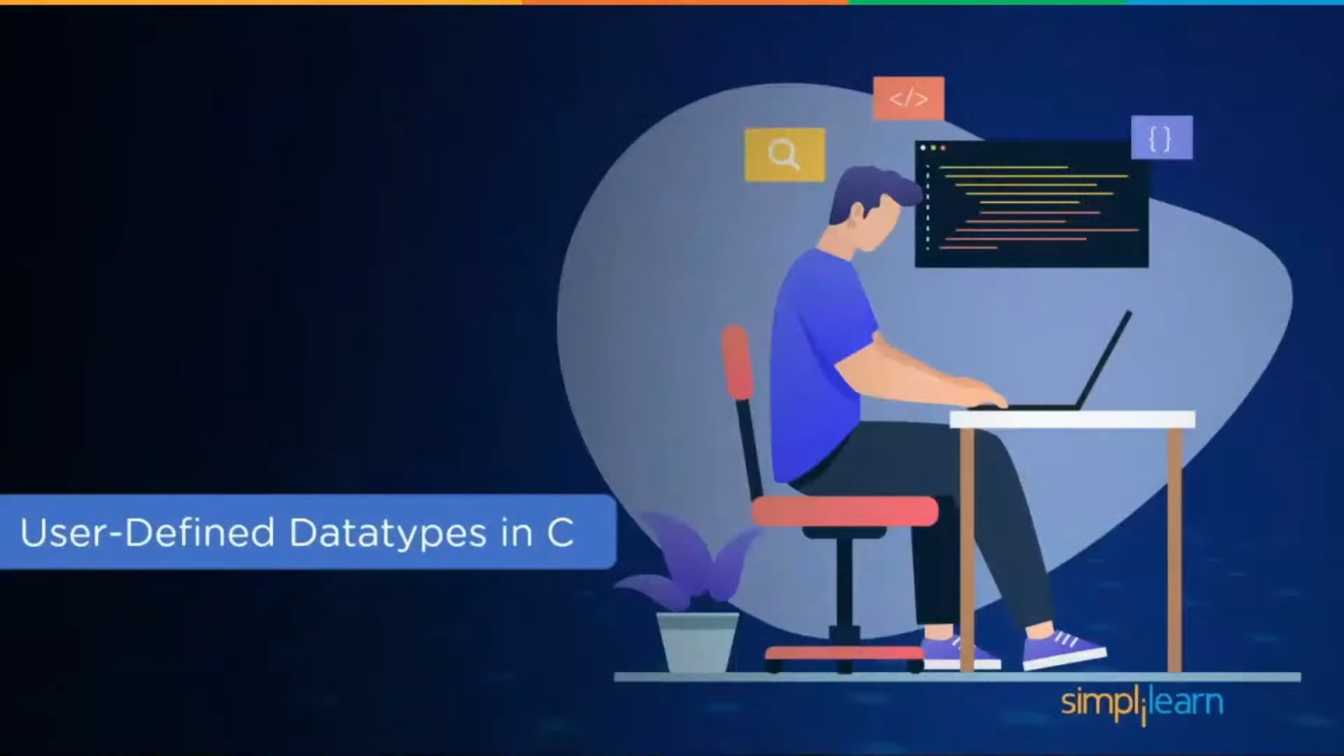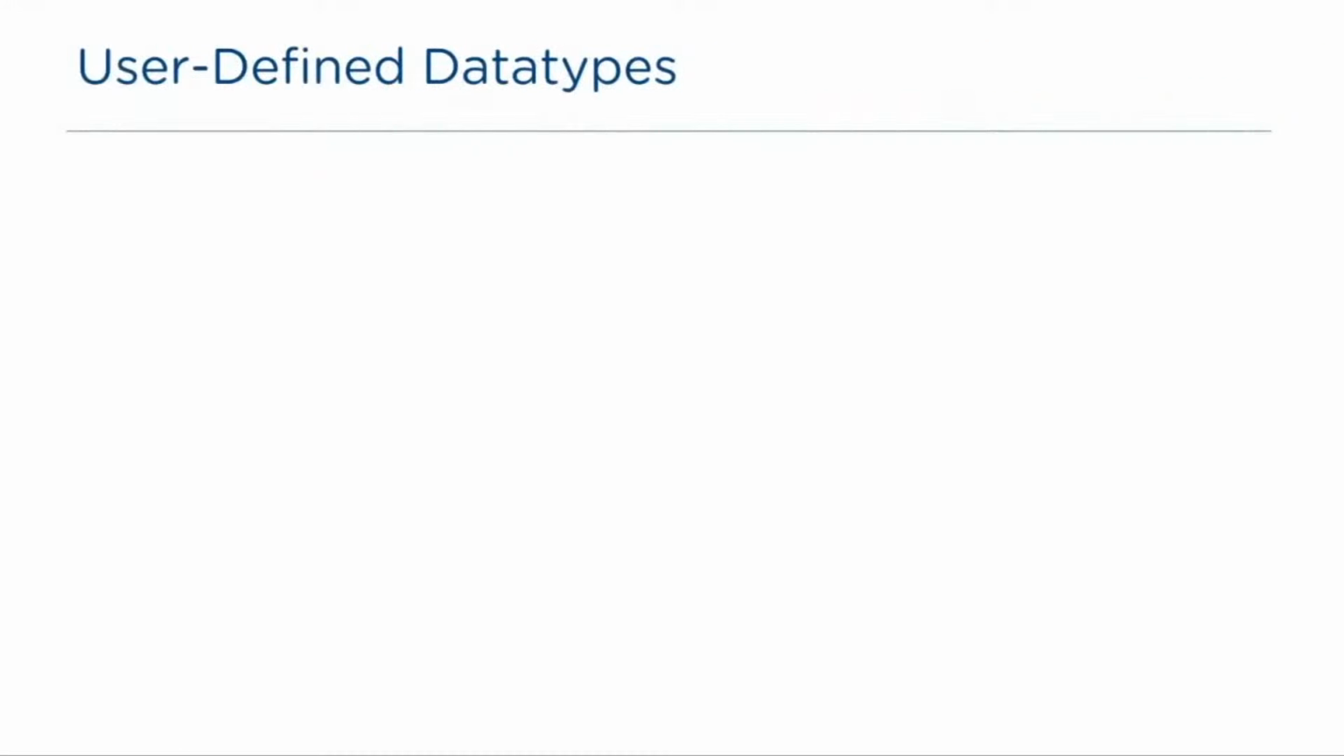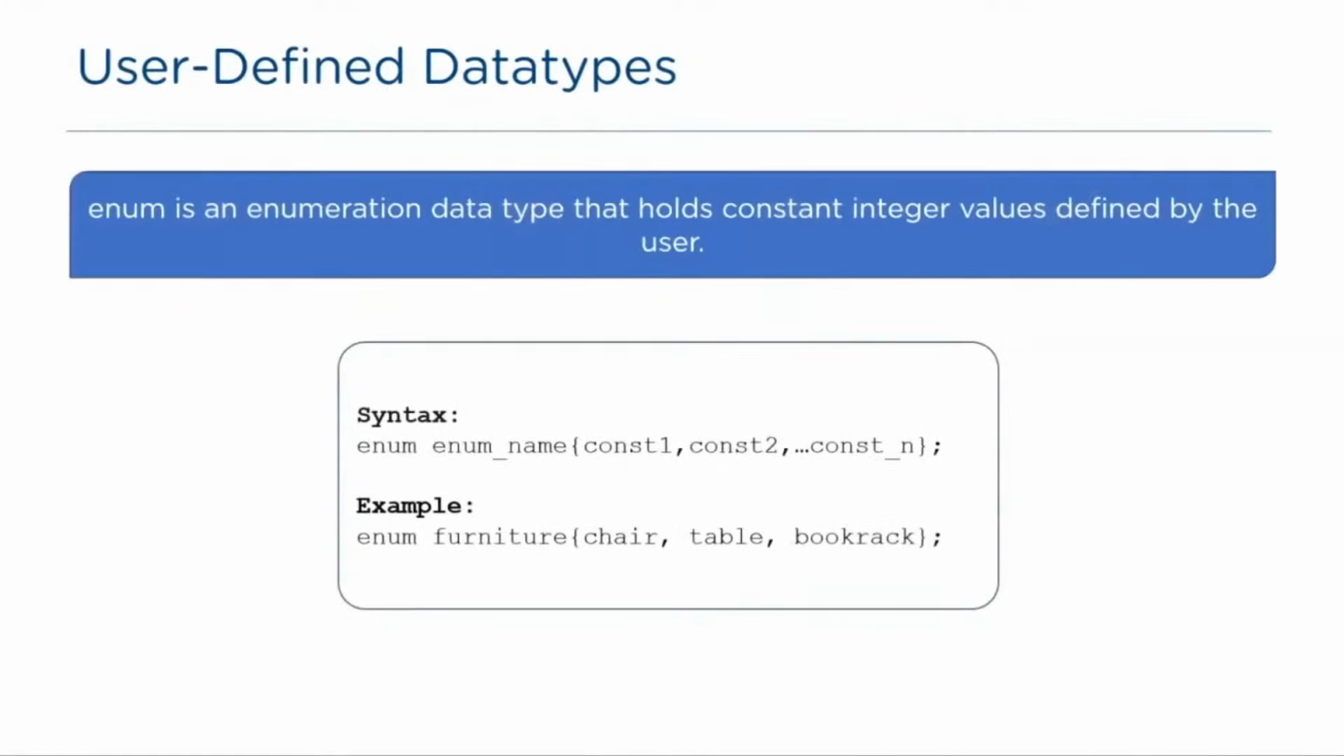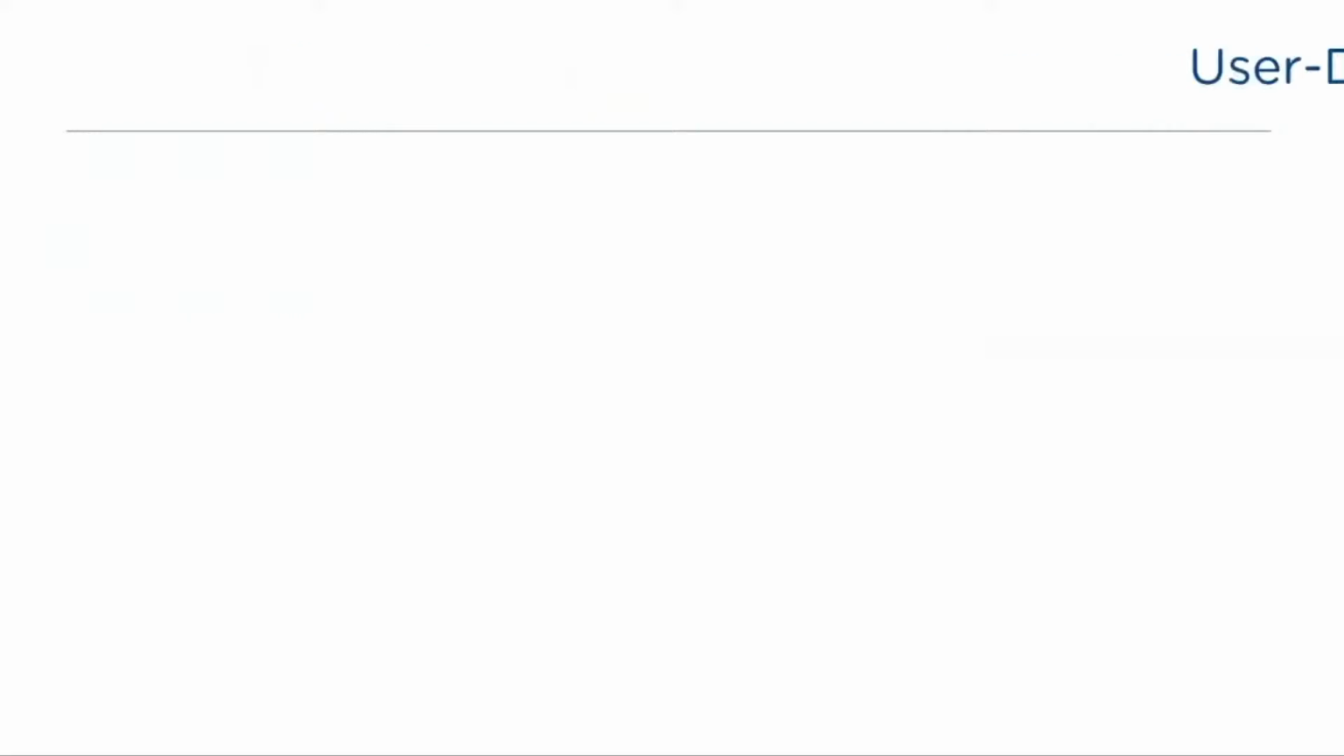Okay, so let us now understand user-defined data types in C. Enum is an enumeration data type that holds constant integer values defined by the user. The syntax of enum data type is enum, enum name, and list of constants. In this particular example, enum is a keyword, furniture is the enum name, and chair, table, book, rack would be constants.